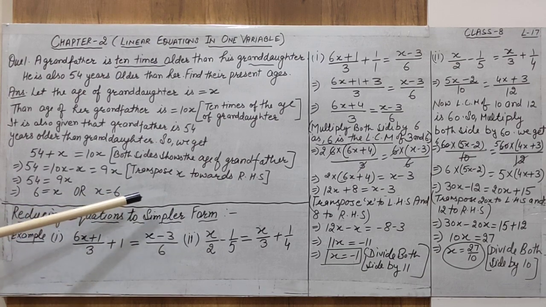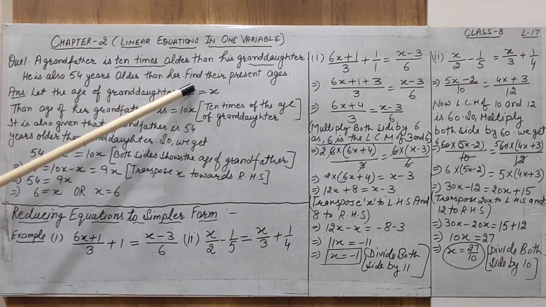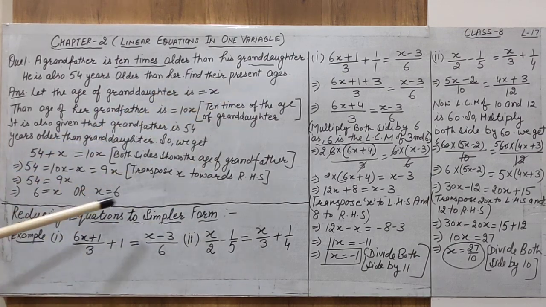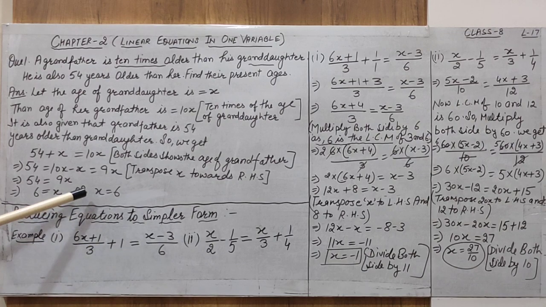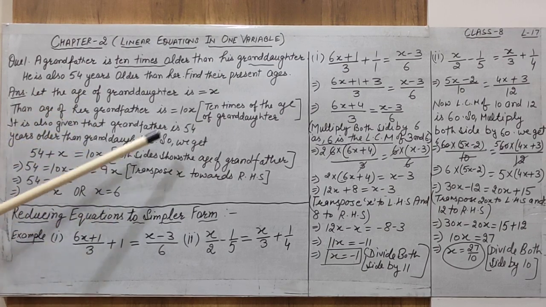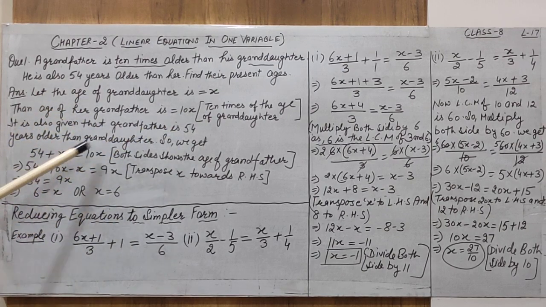You have to write here the present age of the grandfather also, because it is given to find the present ages. So you have to write both. I have written the x value. You have to write this in the form of the age. Age of granddaughter is equal to 6 years. And age of grandfather is equal to how much? You can put x in any of these two equations.